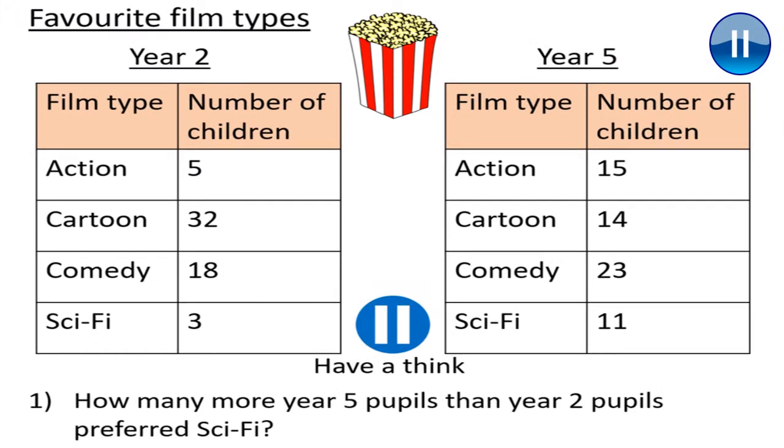Now take a look at the following tables showing the favourite film types in Year 2 and in Year 5. We have number of children and the film types: action, cartoons, comedies and sci-fis. Have a think. How many more Year 5 pupils than Year 2 pupils preferred sci-fi?